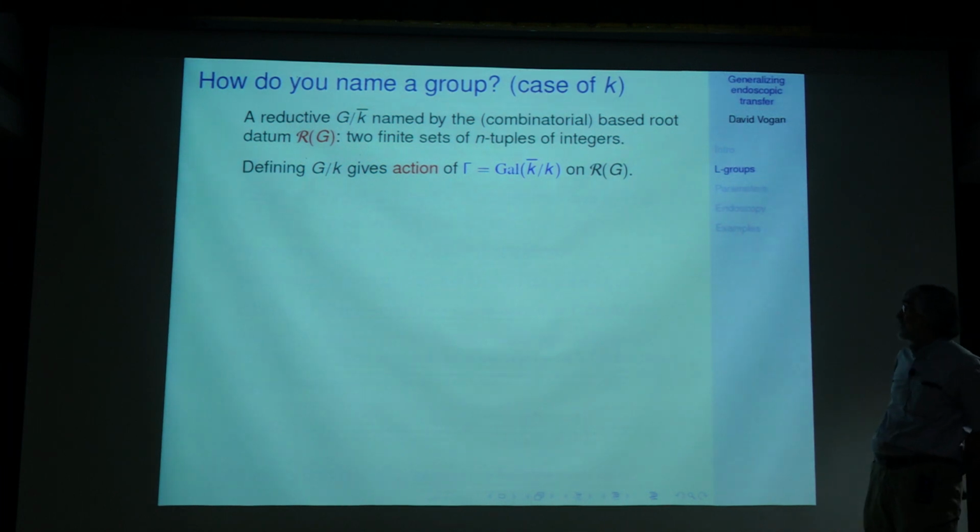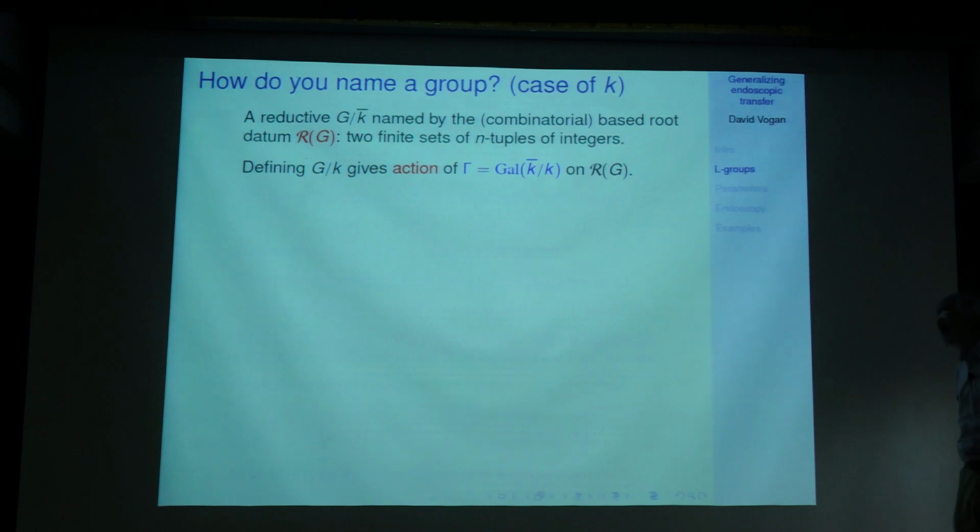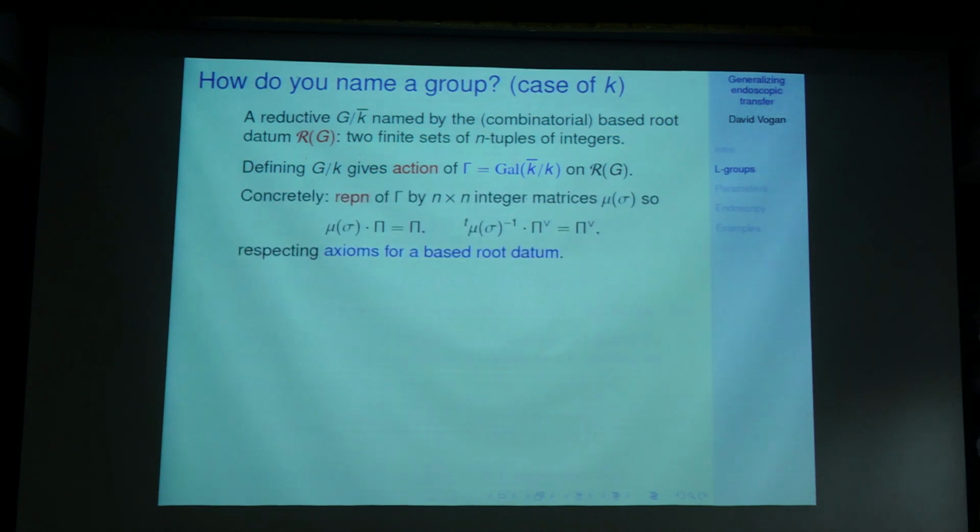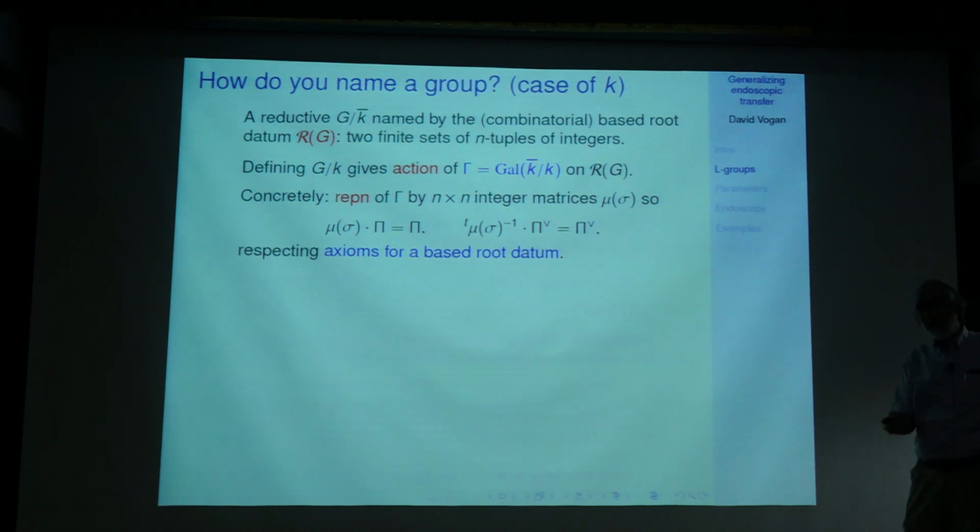If the group is actually to be defined over a field little k that's not algebraically closed, then you get an action of the Galois group on this based root datum. That means that you have a representation of the Galois group by n by n integer matrices with these two properties: each operator in the Galois representation permutes the simple roots and permutes the simple co-roots. And I haven't written down the axioms for a based root datum, but of course this Galois action has to respect those axioms.